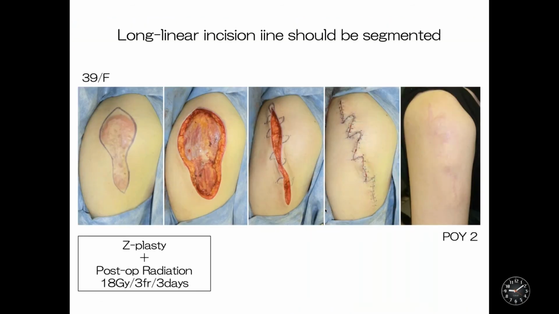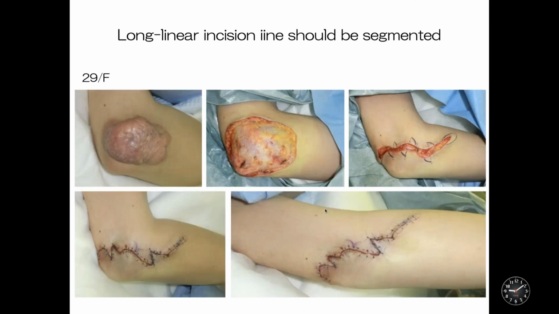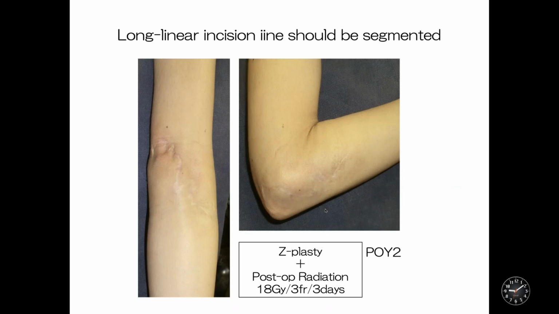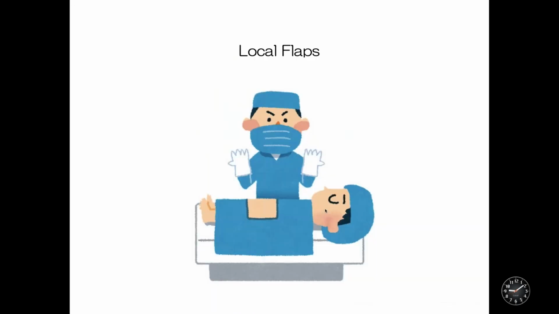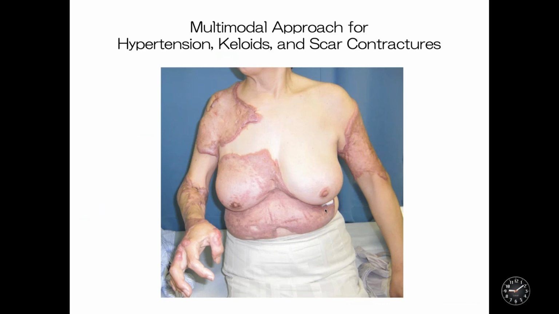And this is a BCG vaccination keloid. Tension is released and radiotherapy was performed. This is a trauma keloid. Remove everything, Z-plasty, and radiotherapy. This is 2 years after surgery. A long linear incision should be segmented. And sometimes a local flap has been used for huge keloids.